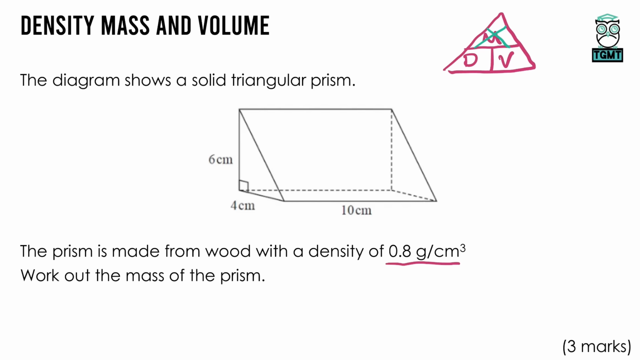To get the volume of any prism, you work out the area of the cross section, which is the shape that passes all the way through the shape. In this case a triangle goes all the way through.